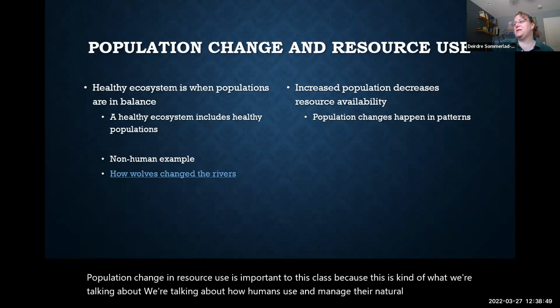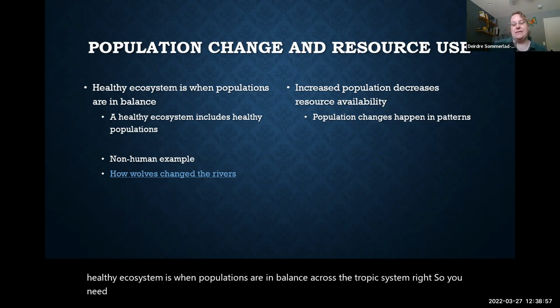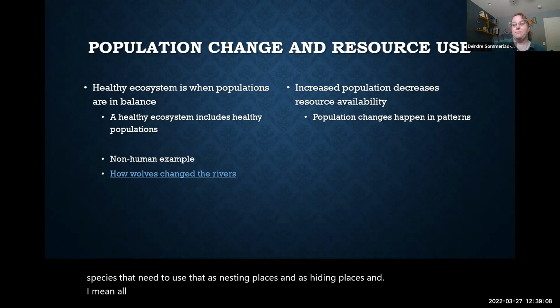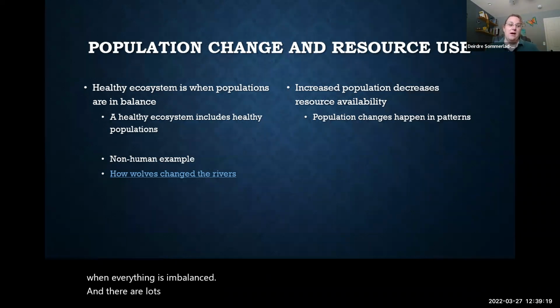So a healthy ecosystem is when populations are in balance across the trophic system, right? So you need to have your plant species in balance with the number of grazers and the number of species that need to use that as nesting places and as hiding places. And I mean, all these sorts of things are really important. So a healthy ecosystem is when everything is in balance. And there are lots of examples of this.